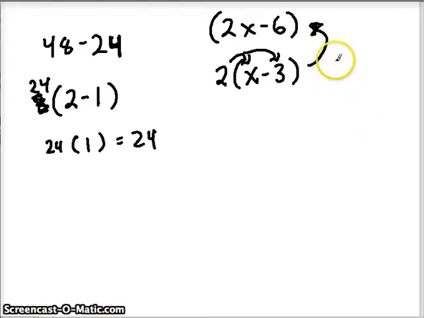So it's a good way to check to make sure that you factored correctly or took out the greatest common factor correctly. So again, let's keep making things complicated here. And you will start to see the benefit of factoring much more clearly.